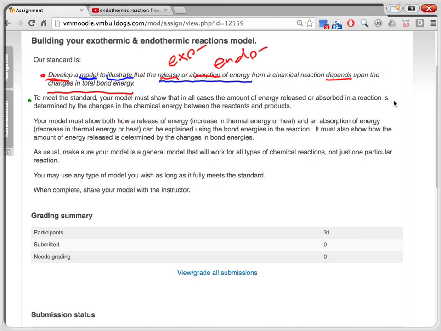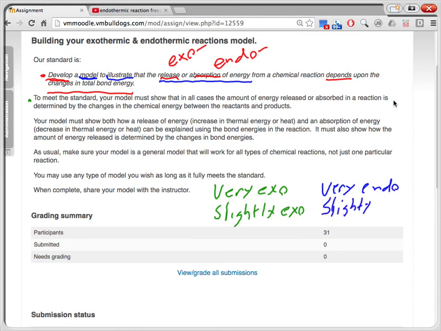It needs to show a situation that is basically very exothermic. It needs to show a situation that is slightly exothermic. And it needs to show a situation that is very endothermic and a situation that is slightly endothermic, if I can write that out here. And so you'll want to show what happens to the bond energies in each of these 4 situations. And so by showing it in these 4 situations, then if you create models that do this, you should be good to go.